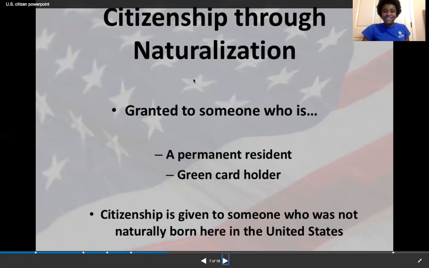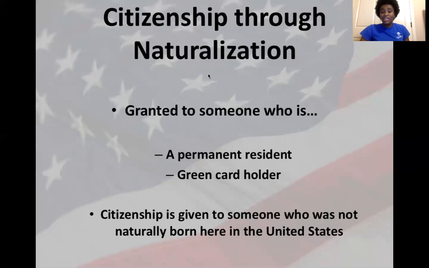All right, so we have citizenship through naturalization. This is granted to somebody that is a permanent resident or a green card member. This citizenship through naturalization is given to someone who was not born naturally here in the United States. So just for example, say somebody came up from Mexico and he holds a green card, he's allowed to be here, and he lives here. He would go through citizenship through naturalization because he wasn't technically born here, but he lives here and resides here. There's a lot of ins and outs of that we'll talk about later, but definitely he has a green card, and it's somebody that's not born here.